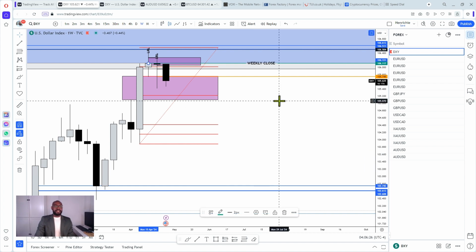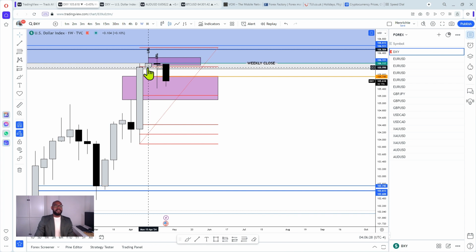So what I'm anticipating is for price to either mitigate the open or the close of the candle before a continuation to the downside. In this case, the reason I'm using the close is because this is the one that is closest to the high, to the wicks. So if the open of the candle was right here, that's the one I would have used. I don't know if that makes sense.